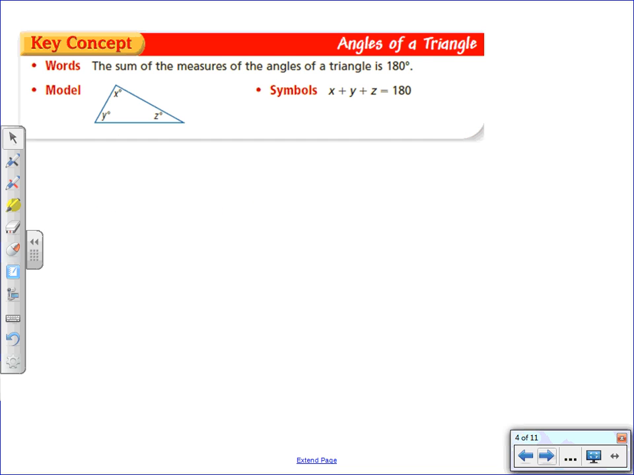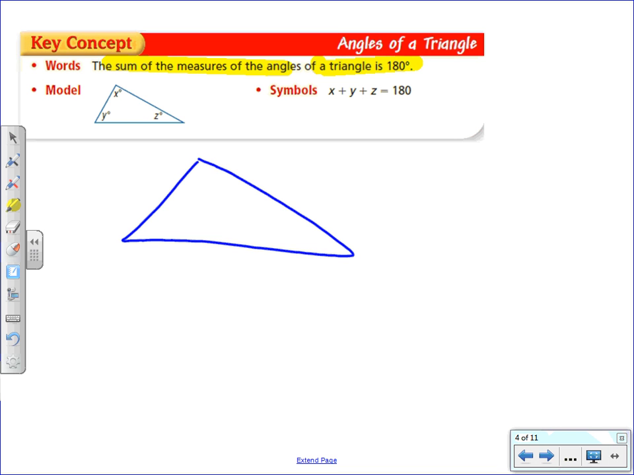An interesting thing to note is that the sum of all the measures of the angles of a triangle equals 180 degrees. Always. For those of you who sometimes ask me always, always. If I have this triangle, I'll draw it a little bigger, with angles x, y, and z degrees, these are all measured in degrees and measure the angles. Well, the sum of the measures, x plus y plus z, equals 180 degrees. Always.